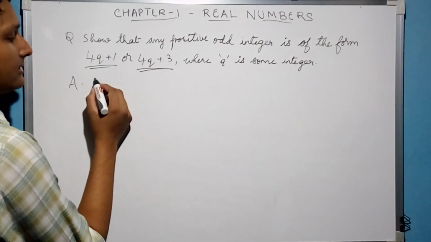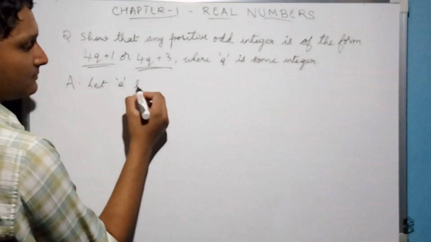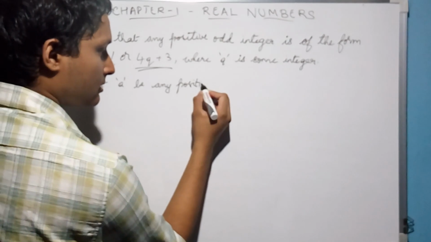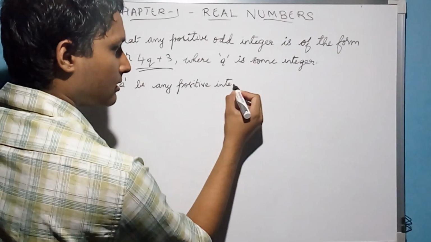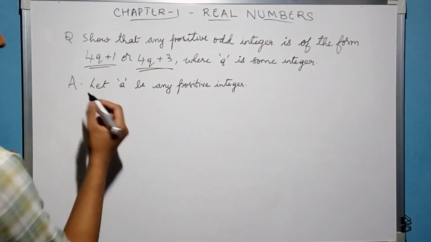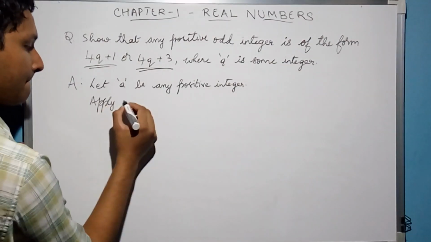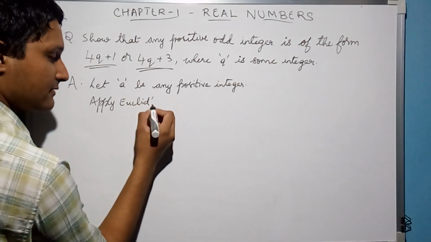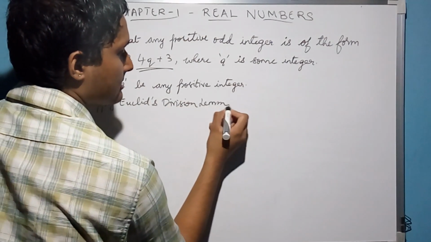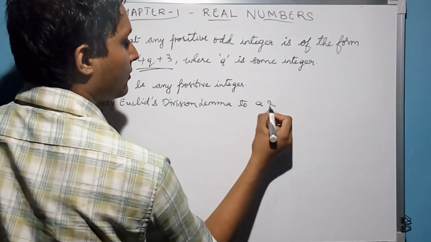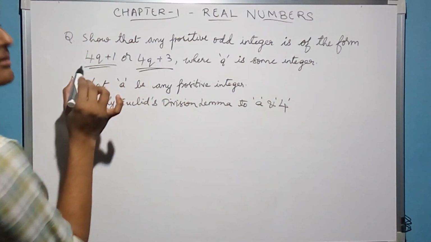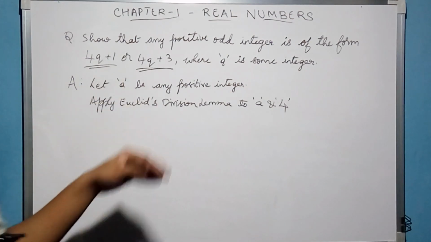So let a be any positive integer. Now, applying Euclid's division lemma, you need to apply this to a and 4. I am applying it to a and 4 just because I can see a 4 here, so I need the divisor to be 4 in this case.